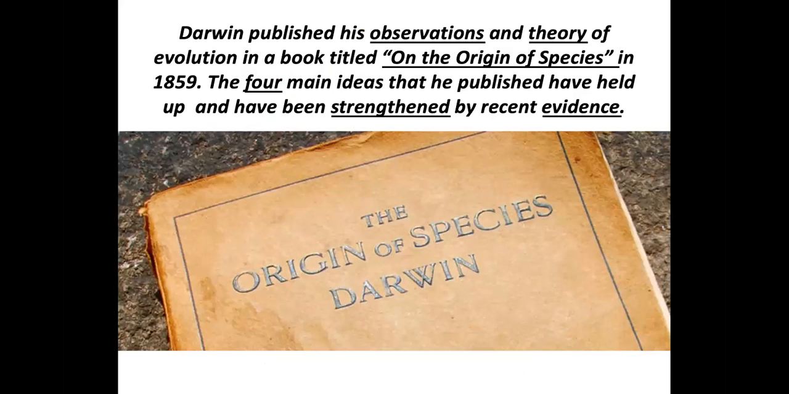So here comes his book. Darwin had published his observations and theory of evolution in a book that was called On the Origin of Species. He did this in 1859. We're going to talk about each of these ideas, okay? But there were 4 main ideas that he published that have held up and have since been strengthened by recent evidence.